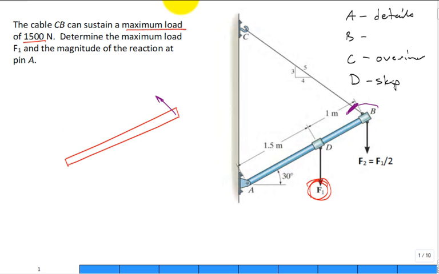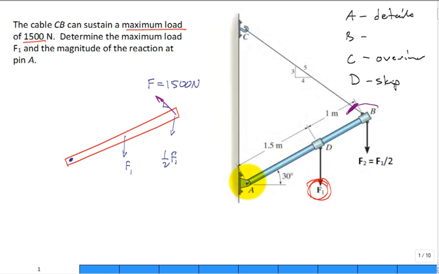And you can even add to the free body diagram the orientation, the 3, 4, 5 triangle, to help you with that force. This is an unknown force, but it's going to be set to the maximum of 1,500 newtons for the calculations. Okay, and then we're going to have our F1, and then 1/2 of F1, 1/2 of F1 coming down. And then we have our pin.